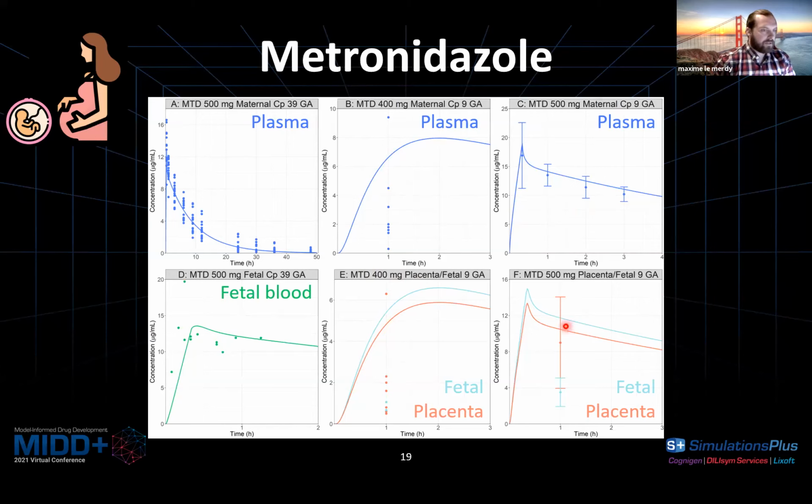And if we look at the last study, the placenta data point seems to be well described, and there is potentially a risk that we overpredict the fetal concentrations. However, once again, this data point is only coming from 2 or 3 subjects, so we don't have really enough data. And this is the only case study in which we had fetal data to really conclude on the ability of the model to predict the fetal exposure during the first trimester.